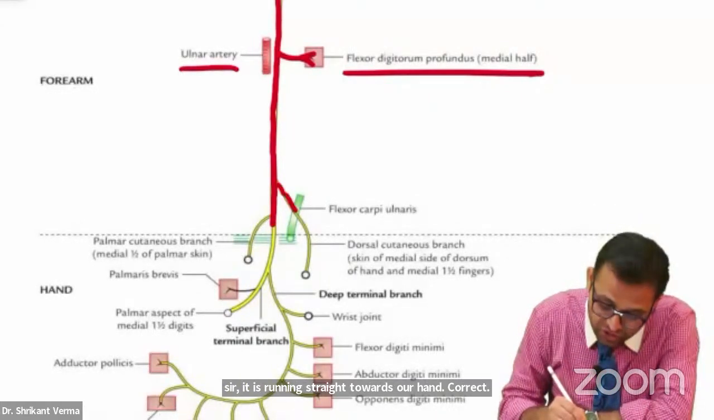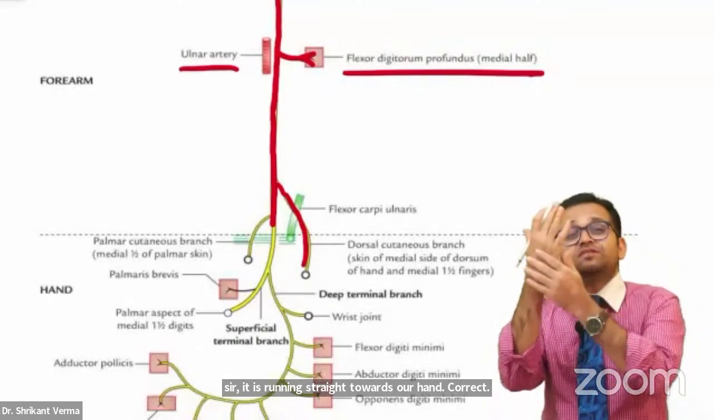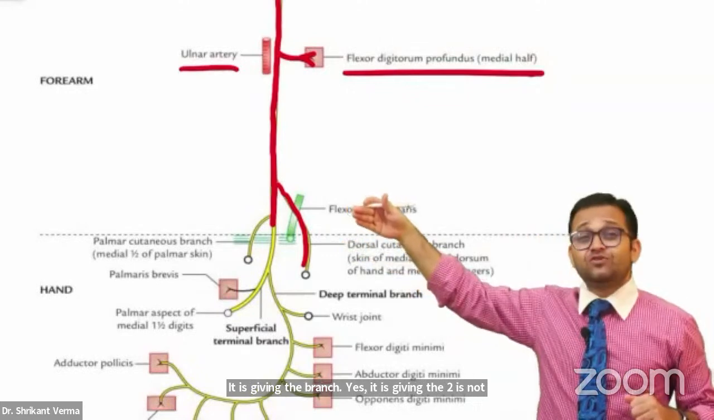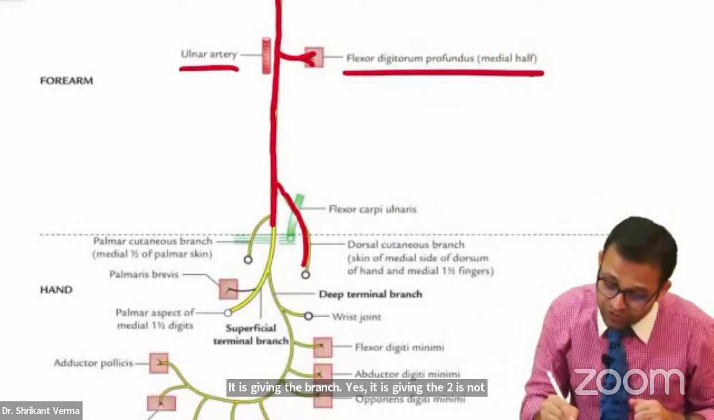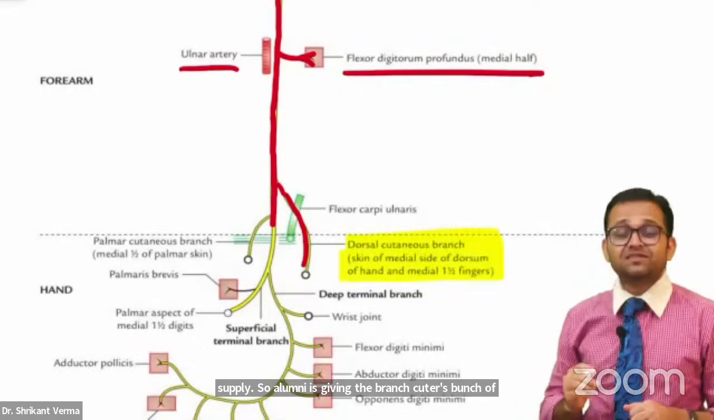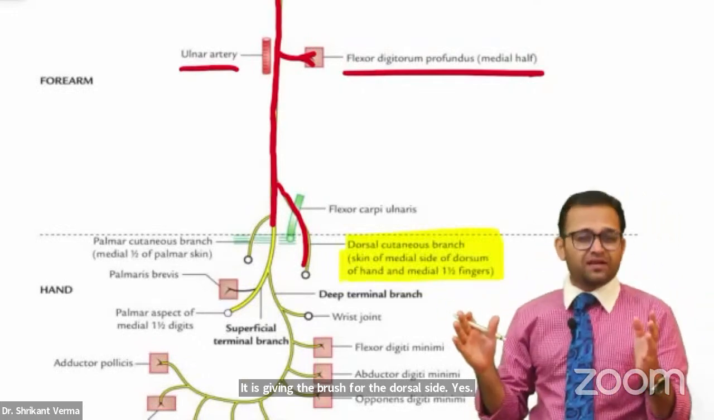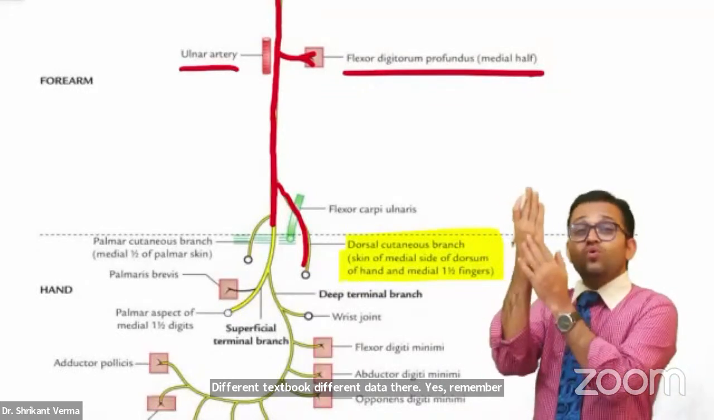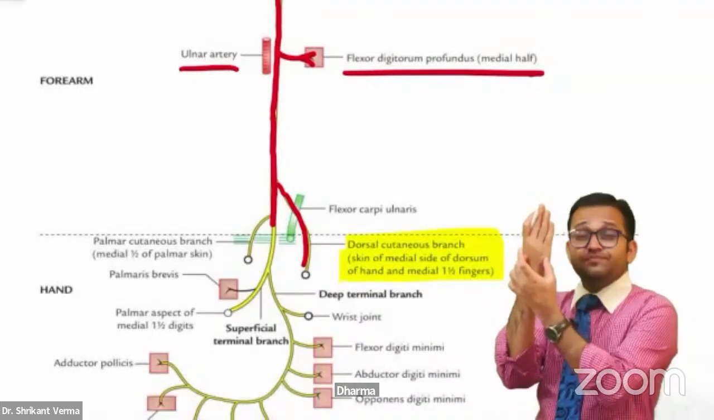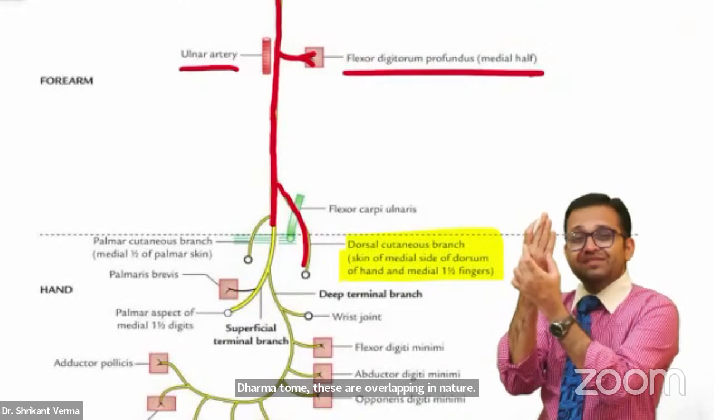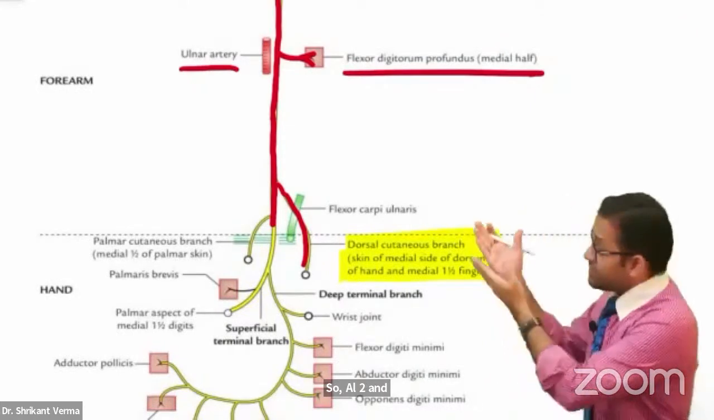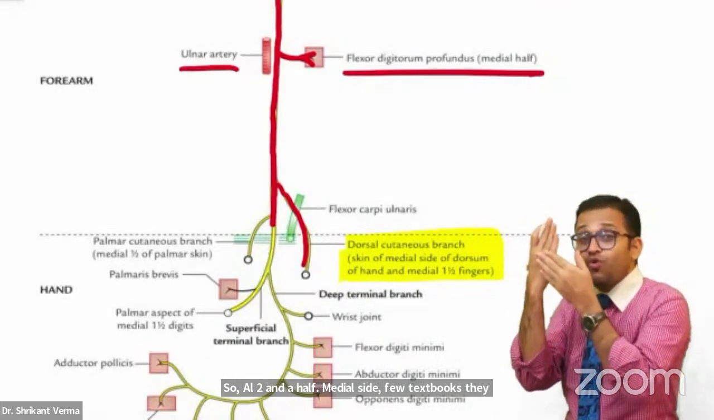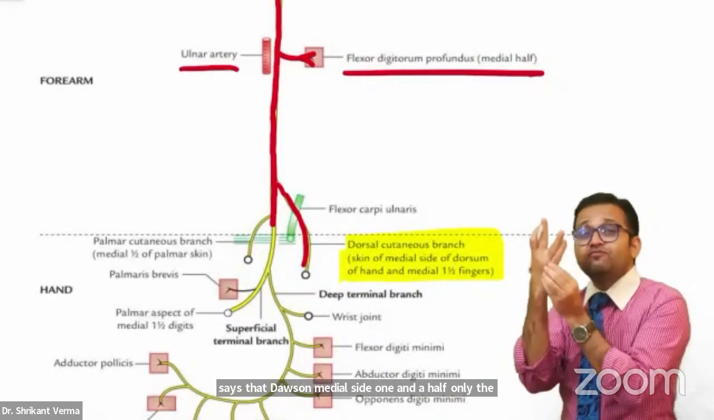Yes, it gives the dorsal side cutaneous nerve supply. So the ulnar nerve gives a cutaneous branch before the flexor retinaculum, a branch for the dorsal side. Yes, different textbooks have different data. Remember, dermatomes are overlapping in nature. So the ulnar nerve supplies the dorsal medial 2.5. Few textbooks say the dorsal medial side is 1.5 only, the skin part. So only this portion, 1.5 of this finger.